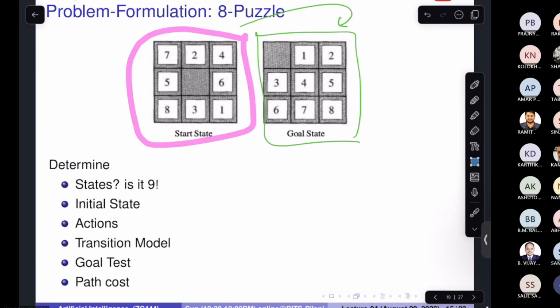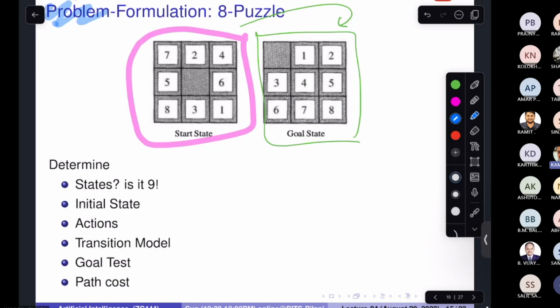Okay, let me do the problem formulation for this. What is problem formulation? Again, the same way I'm going to define what the states are, how they are connected, and what the initial state is. I have to define all these things. What are the states?